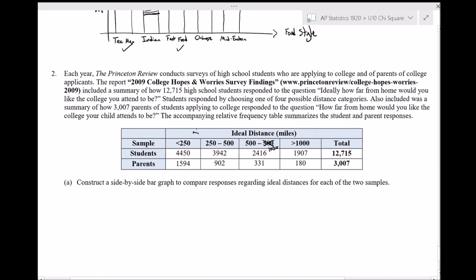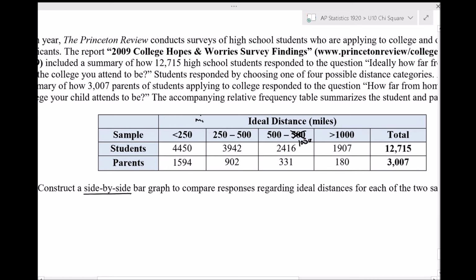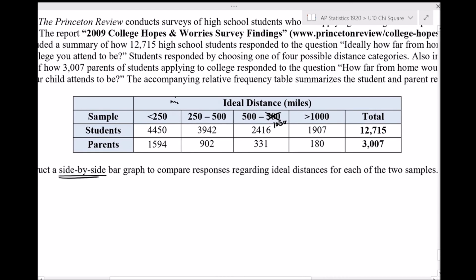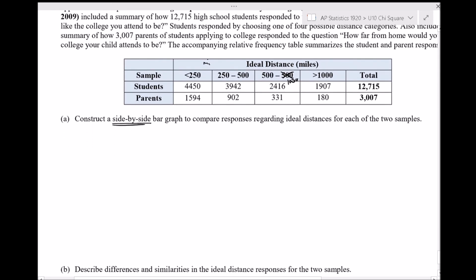So let's see. Construct a side-by-side bar graph to compare responses regarding ideal distances for each of the 2 samples. So side-by-side bar graph. They're not giving me a choice here. Now they're telling me do a side-by-side bar graph for each of these 2 samples. So then, if it's side-by-side, we can do numbers-wise, or we can make that a relative frequency. So they give me freedom to choose if it's a relative frequency or just a regular frequency. And I think I'm just going to go with regular frequency, because relative frequency requires division, and I'm kind of not wanting to divide and stuff like that.